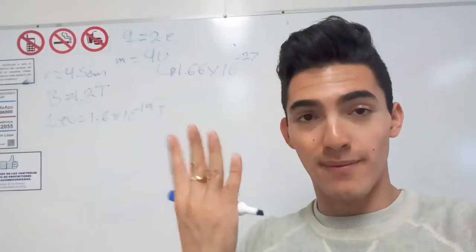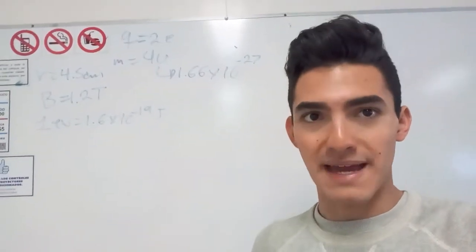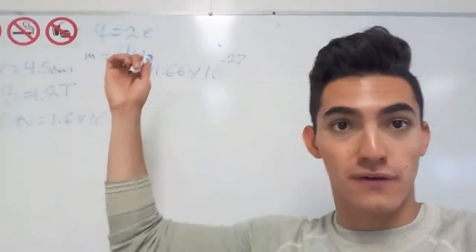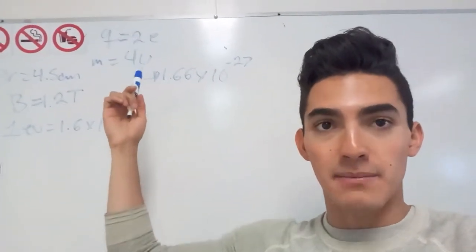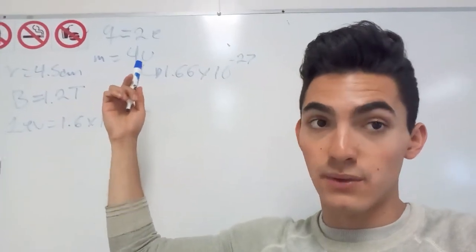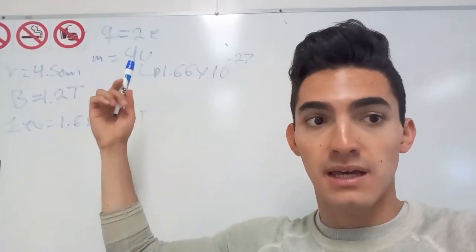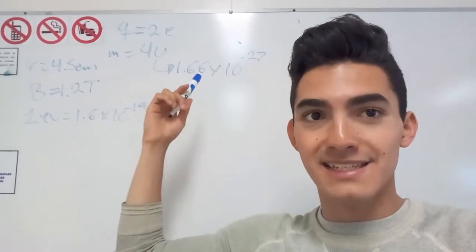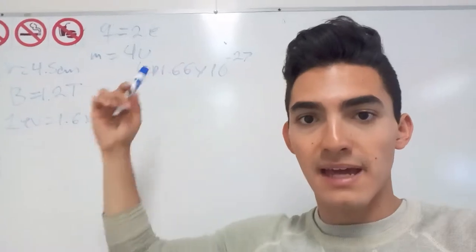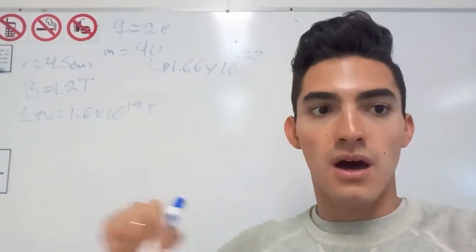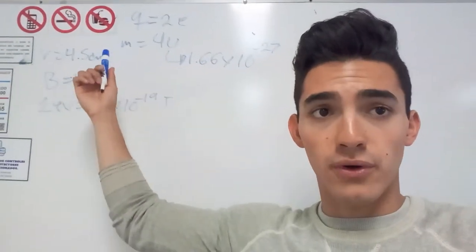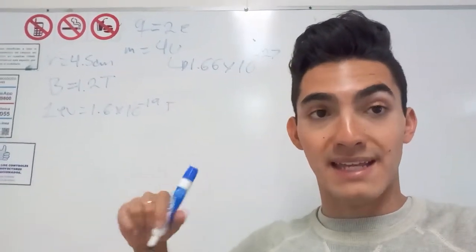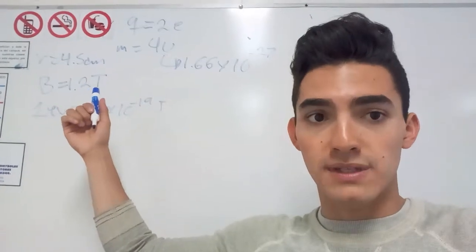Going to solve the fourth problem of the final exam of electricity and magnetism, that says like this. An alpha particle with a charge of 2e and a mass of 4u, where u is the unit of atomic mass, equal to 1.66 times 10 to the minus 27 kilograms, is traveling in circles of radius 0.45 centimeters in a region where there is a constant magnetic field of 1.2 Tesla.